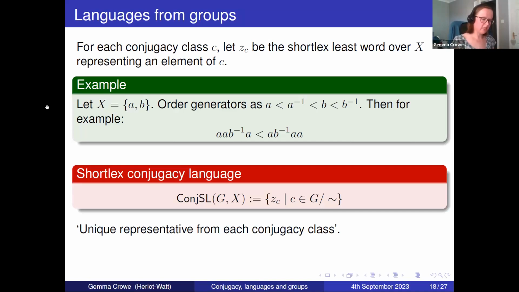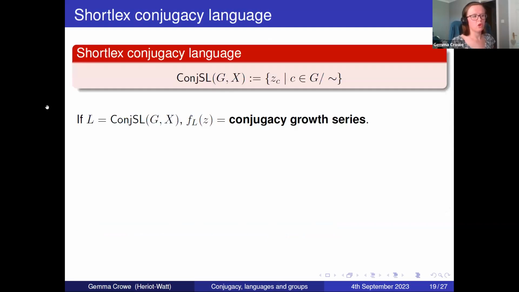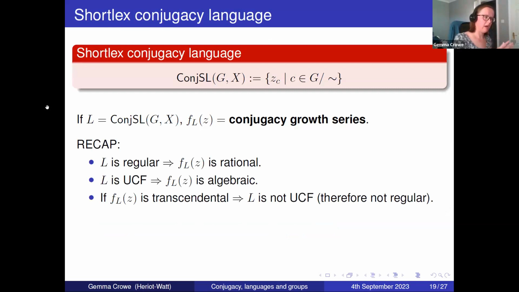And this language is particularly interesting because since we have a unique representative for every conjugacy class, what we can build from this is what's called the conjugacy growth series. So if you've seen growth series before, it's the exact same idea, but now we're counting conjugacy classes, okay? And this series, compared to growth, is still somewhat mysterious. We still don't know a lot about conjugacy growth in a lot of groups. But using the ideas from before, depending on the nature of this language, might tell us something about the conjugacy growth series. So that's part of the motivation behind looking at this type of language.